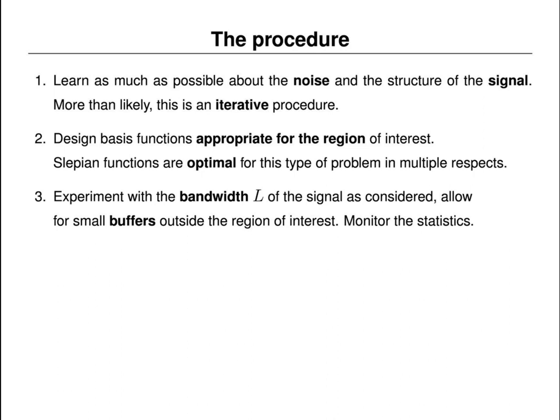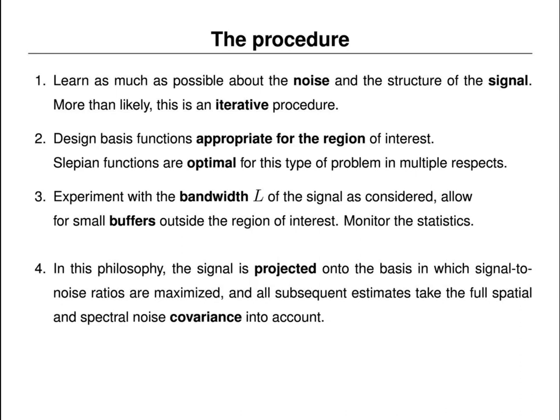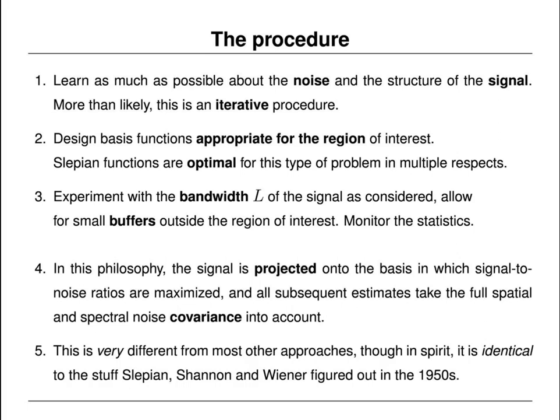And then we experiment with small buffers outside, and we look at how the statistics of the estimation behave in extensive synthetic experiments. And then we simply project the signal, the noisy data, onto this basis. And when we do that, we concentrate the information into a handful of functions with an increased signal to noise, and then we reconstruct estimates of whatever happens to the mass balance. So that's very different from what other people did in the GRACE community, but it's very close. It's in fact identical to the stuff that these guys, Slepian, Shannon, Wiener, figured out in the 50s, except they were working in time series, and we were working in spatial series on the surface of a sphere.